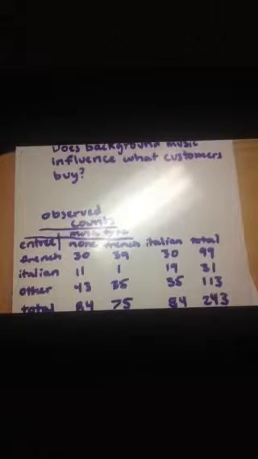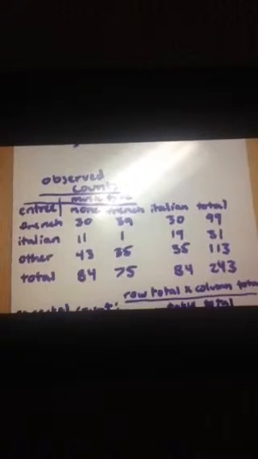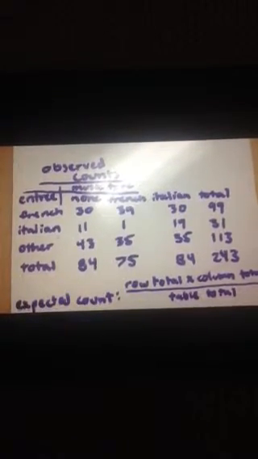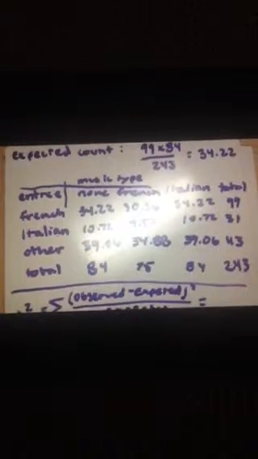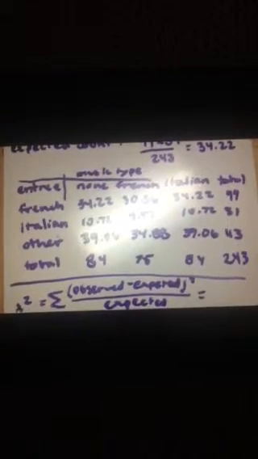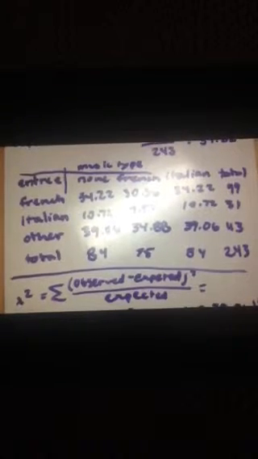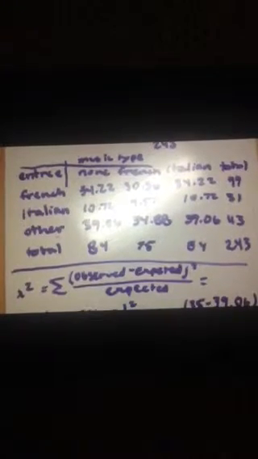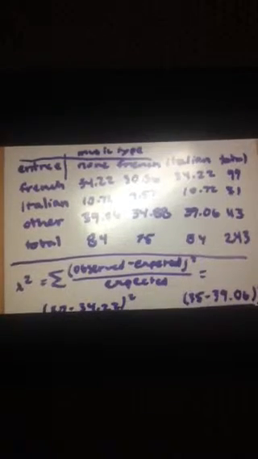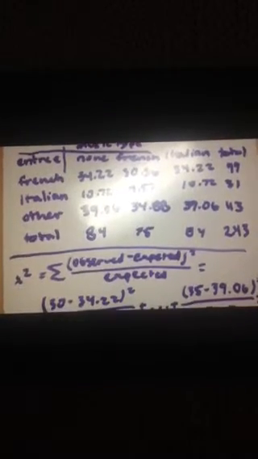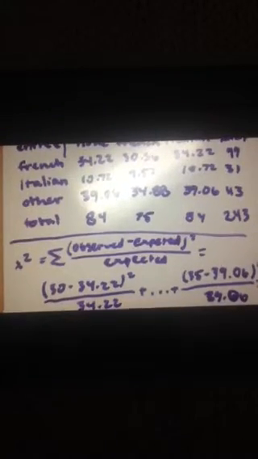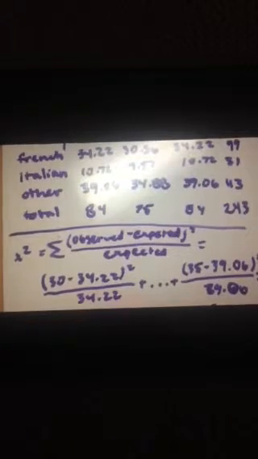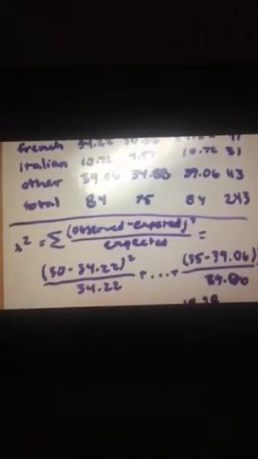So the question is, does background music influence what customers buy? In the problem, the observed counts are given, and we need to find the expected counts. To do so, you do row total times column total over total total. So shown here are the expected counts, and now you have the observed and expected counts, so you can get your chi-squared number. And here's the formula. It's the sum of observed minus expected squared over expected. And the final answer is 18.28.